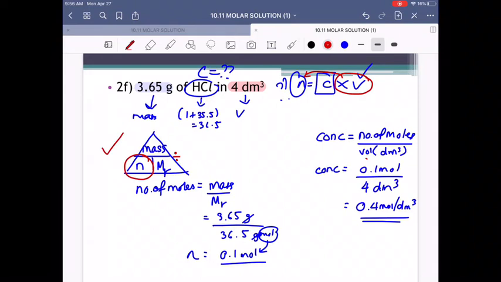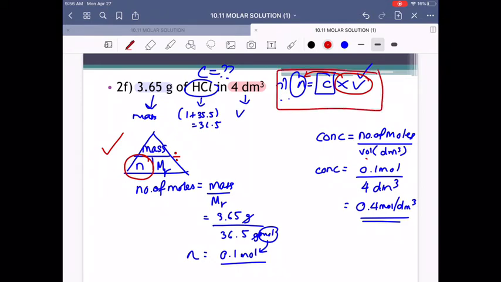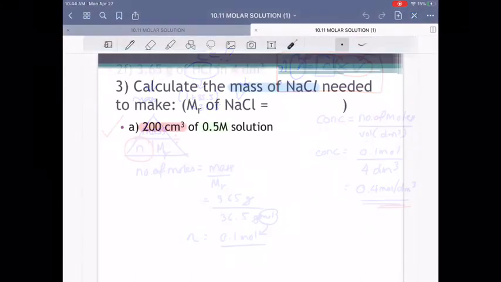Then you convert to number of moles. After you get the number of moles, you can substitute into your famous formula here, making the concentration the subject, and here you go. This is the final answer. Let's proceed to question 3.